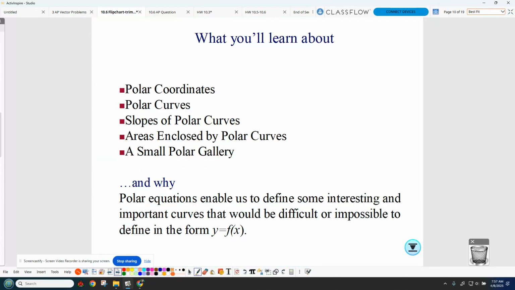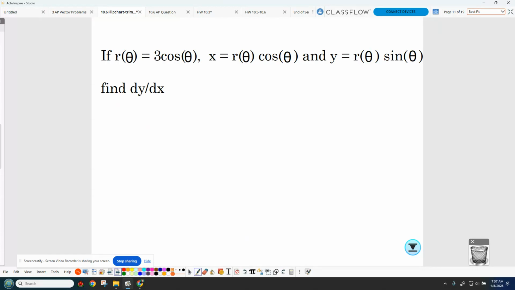Anyway, all right, so on to the calculus. X equals R cosine theta, Y equals R sine theta.